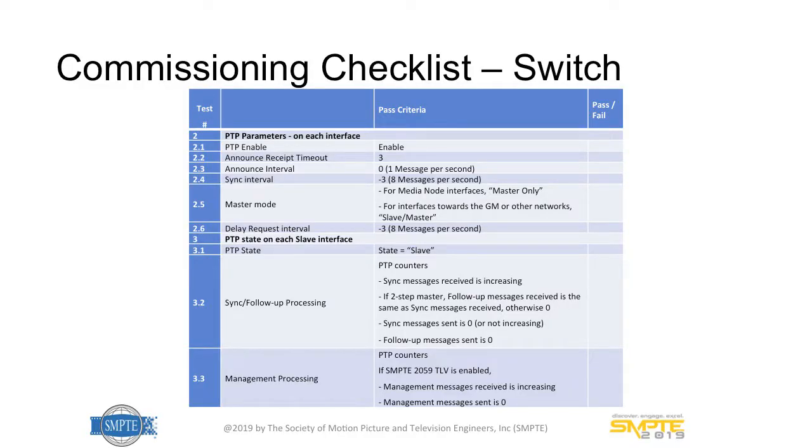So again, looking at a part of the checklist. The first part might be kind of similar. Then we get into the next thing on a per-interface basis. In switches, there'll typically be counters. So we want to look at the sync and follow-up messages coming from the grandmaster. We want to make sure that the number of follow-up messages matches the number of sync messages. That's good. If it's a one-step mode, we'll want to make sure that the follow-up messages are 0.